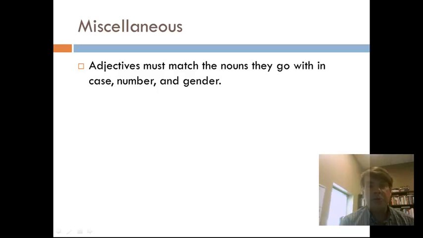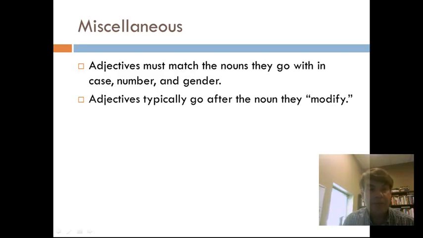This chapter also introduces you to adjectives. Adjectives are the words that tell you about nouns. So there was a song on Schoolhouse Rock, you know, it was a hairy bear, a very scary bear. So bear is the noun, hairy and scary are the adjectives that tell you about the bear. Adjectives must match the nouns that they're telling you about in case, number, and gender. That's going to help you tell what goes with what.